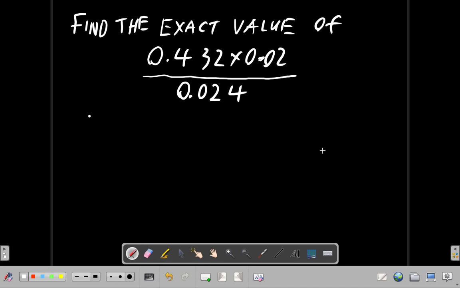It did not say you should or should not use a calculator, but see if you can work it out without a calculator, even though they did not forbid you from doing so. Let me see what you get when you're finished. So pause the video and work it out.